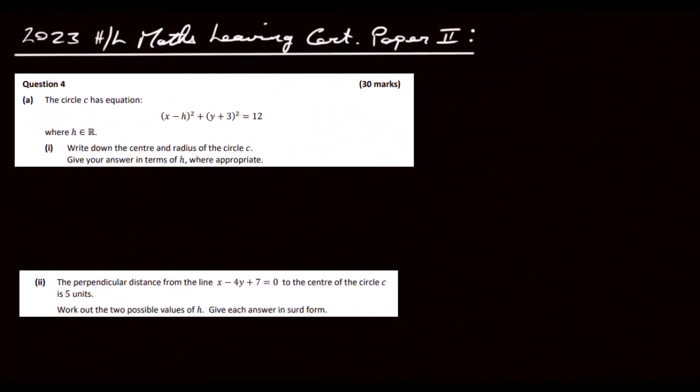So this is the 2023 Higher Level Maths Leaving Cert Paper 2, question 4. This question is about circles. So we have an equation of a circle here, (x minus h) squared plus (y plus 3) squared is equal to 12. h is real. Write down the center and radius of the circle C, give your answer in terms of h.